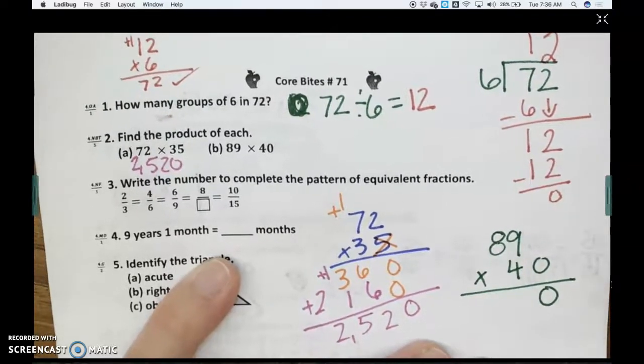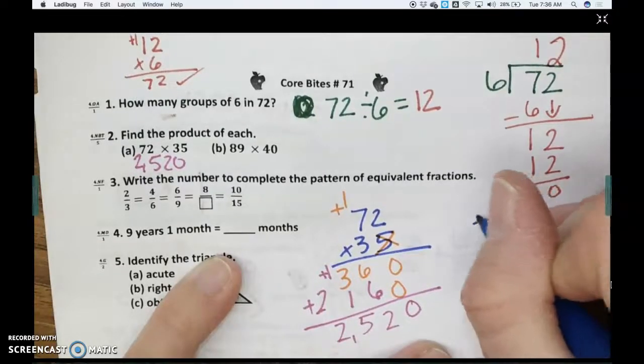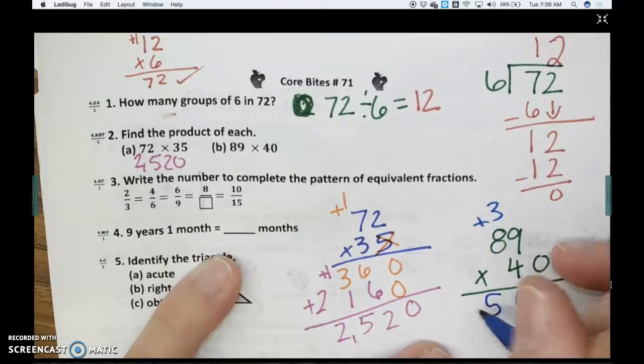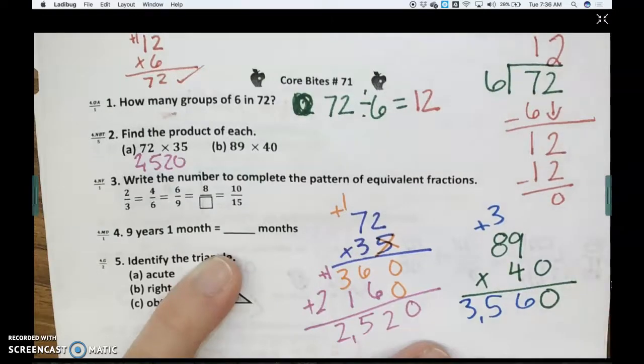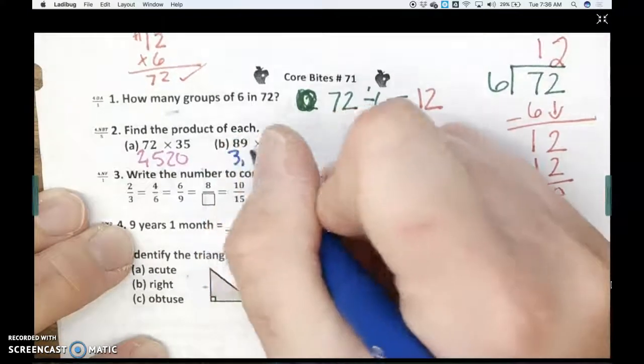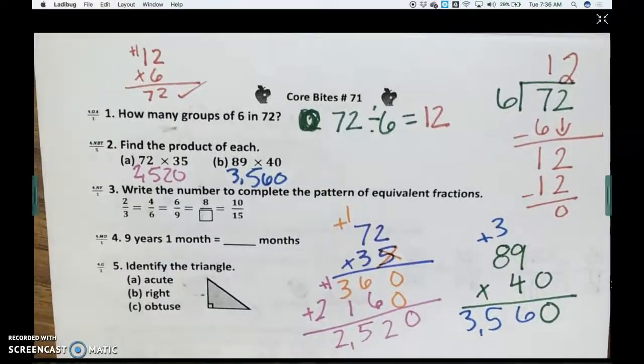And then you can just multiply your other numbers to get your answer. So 4 times 9 is 36. 4 times 8 is 32 plus 3 would be 35. So your answer would be 3,560. Okay? So that's how you do that.